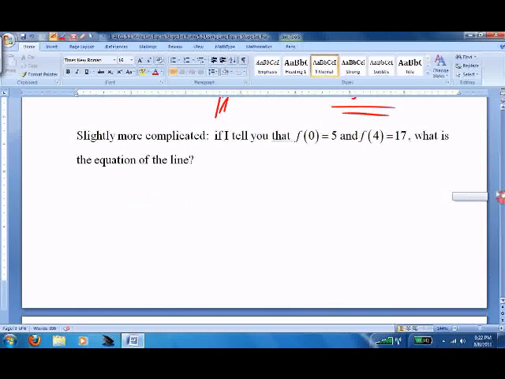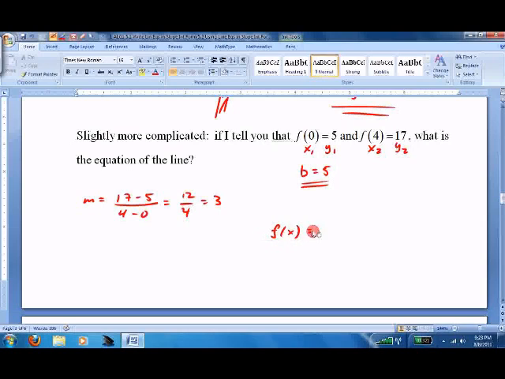Now let's make your life a little more complicated. We put things in function notation. Well, don't let it bother you. That's just the x value, that's the y value. Now we already know the y value at x equals 0 is 5, so that's easy to find the intercept. And then we've got to do the slope again. 17 minus 5 over 4 minus 0 is 12 over 4, which is 3. We're in function notation, so f of x equals 3x plus 5.